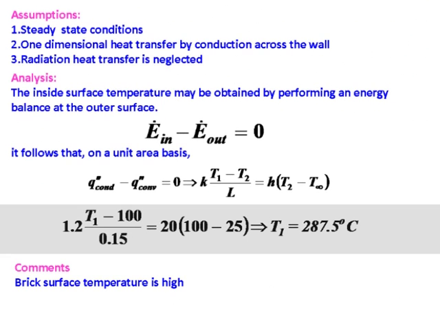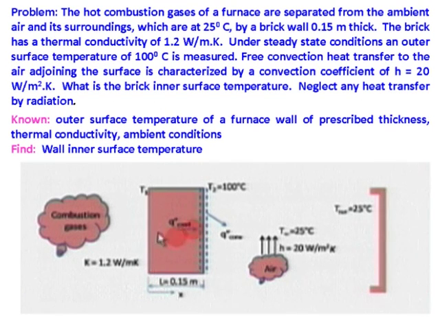So, I have K is 1.2, T1 is what is to be found, T2 is 100, upon 0.15, equal to 20 into 100 minus 25. So, I get T1 is 287.5. Definitely, this temperature has to be higher than the outer wall, because this is the wall which is facing the combustion gases. So, this temperature has to be higher than 100, which is what is happening here.